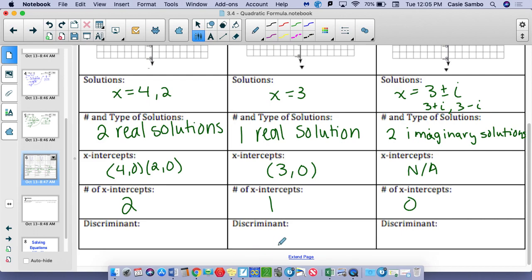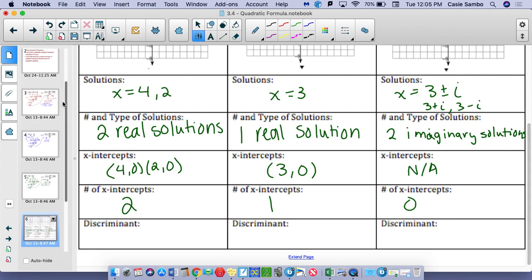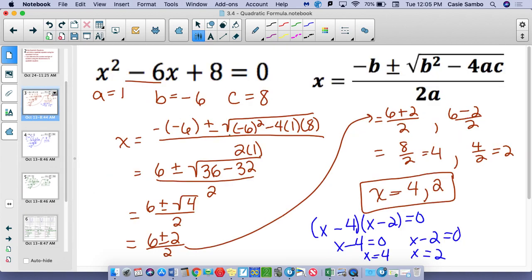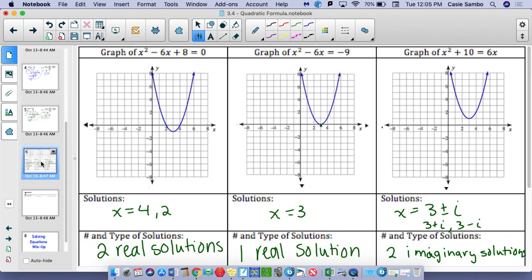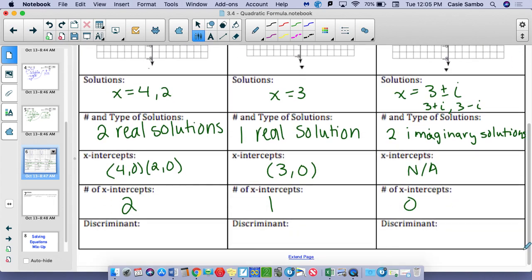Then we have this thing called the discriminant. The discriminant is just the stuff that goes under the square root. It's that b squared minus 4ac. So in that first example, if we look back at what we wrote under our square root symbol and copy that down in this box, the negative 6 squared minus 4 times 1 times 8, that's our discriminant.